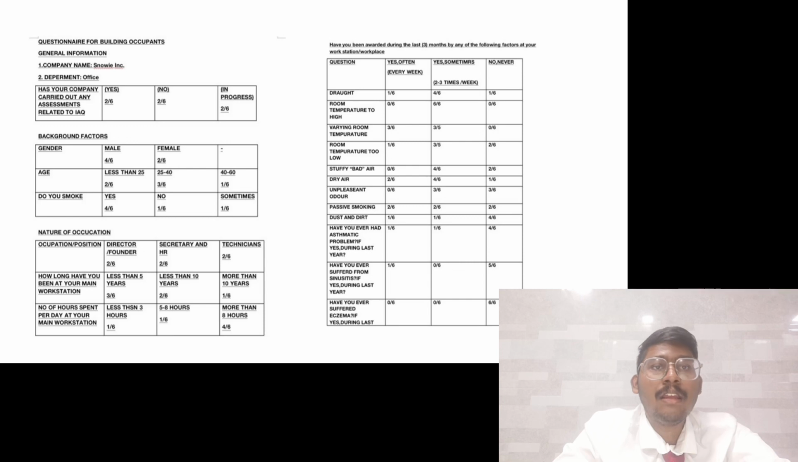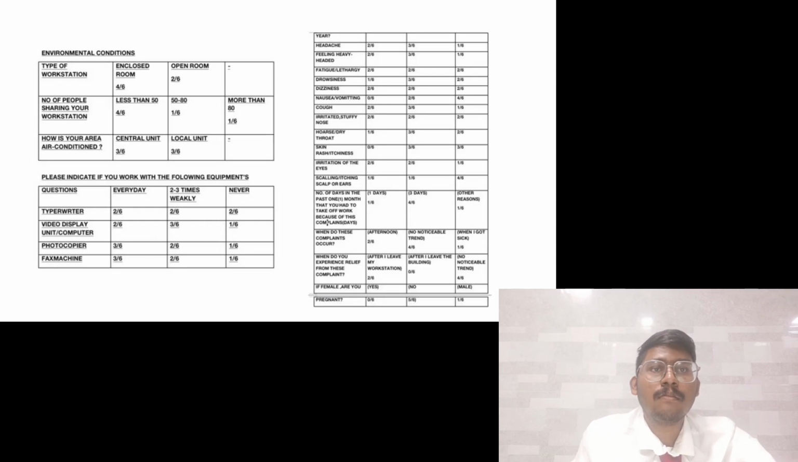As for the questionnaire, we used Google Form to create a few questions to be answered by the occupants of the building. The questions are basic questions such as background factors, nature of occupants, environmental condition, and many more. The questions are like, is the room temperature too high or is the air too dry?